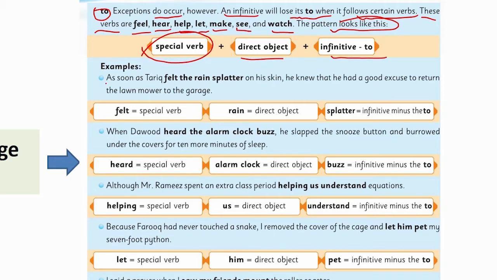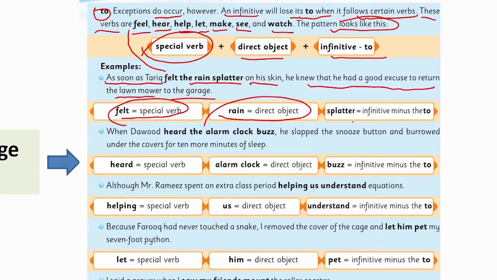The examples are: as soon as Tariq felt the rain splatter on his skin, he knew that he had a good excuse to return the lawn mower to the garage. Here felt is the second form of feel. So this is a special verb here. The rain is the direct object and splatter is an infinitive, but the to is missing. We don't have to here, but splatter is an infinitive. Rain is the direct object and felt is the special verb.